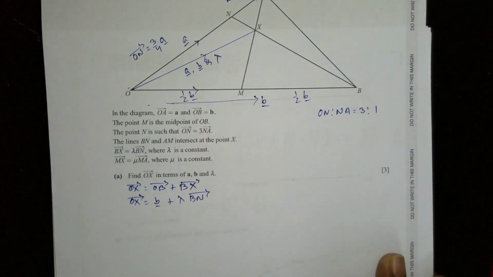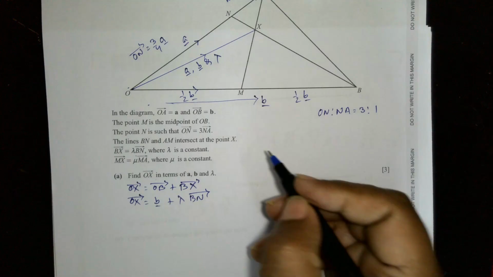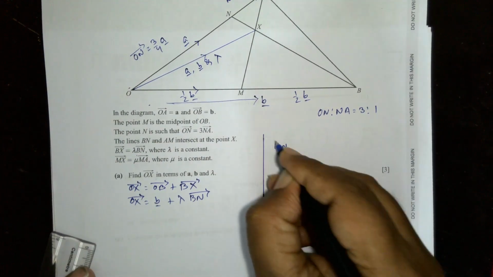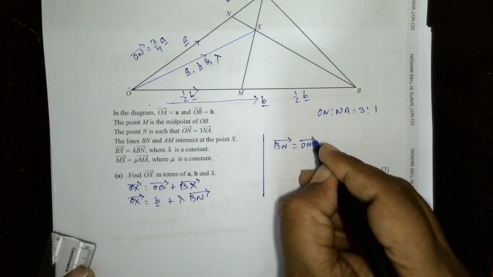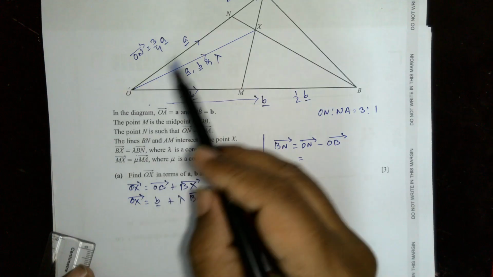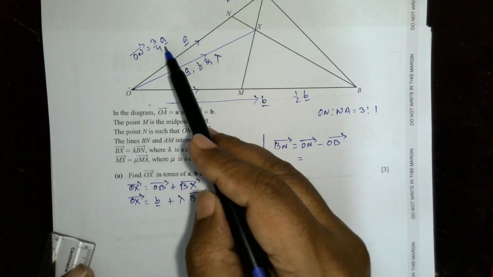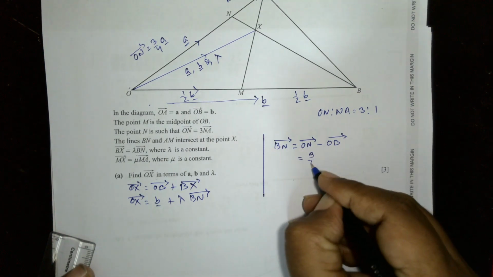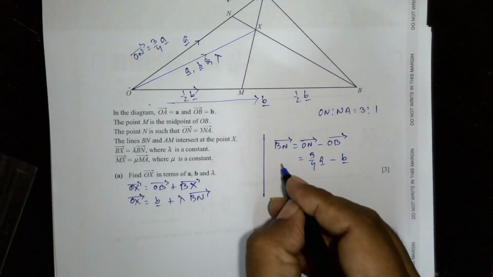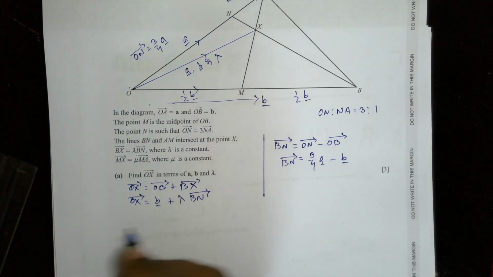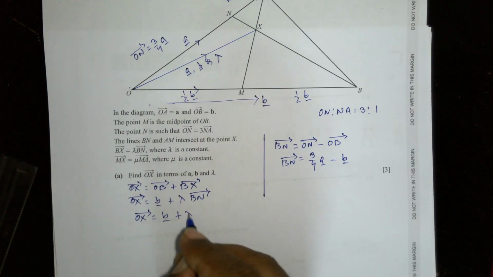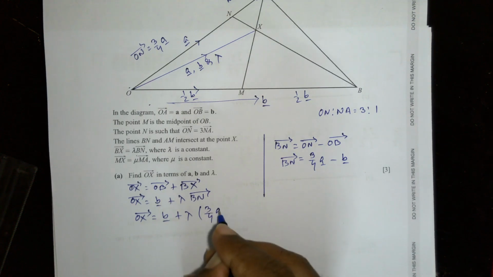So now we need to find BN. BN is nothing but ON minus OB. So what is ON? ON is 3/4 of A. So 3/4 of A minus OB, which is simply B. So we can bring this value here and continue writing OX as B plus lambda times (3/4 A minus B).